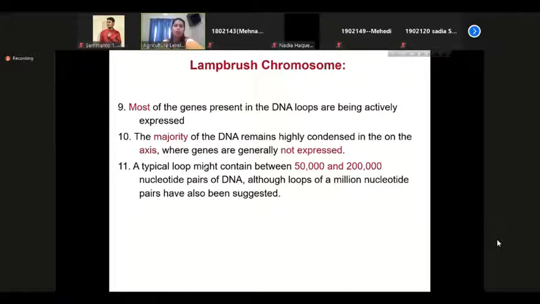A typical loop might contain between 50,000 to 200,000 nucleotide pairs of DNA, although loops of millions of nucleotide pairs have also been suggested. That means in the DNA segment, in the loops, there may be 50,000 to millions of nucleotides of DNA.